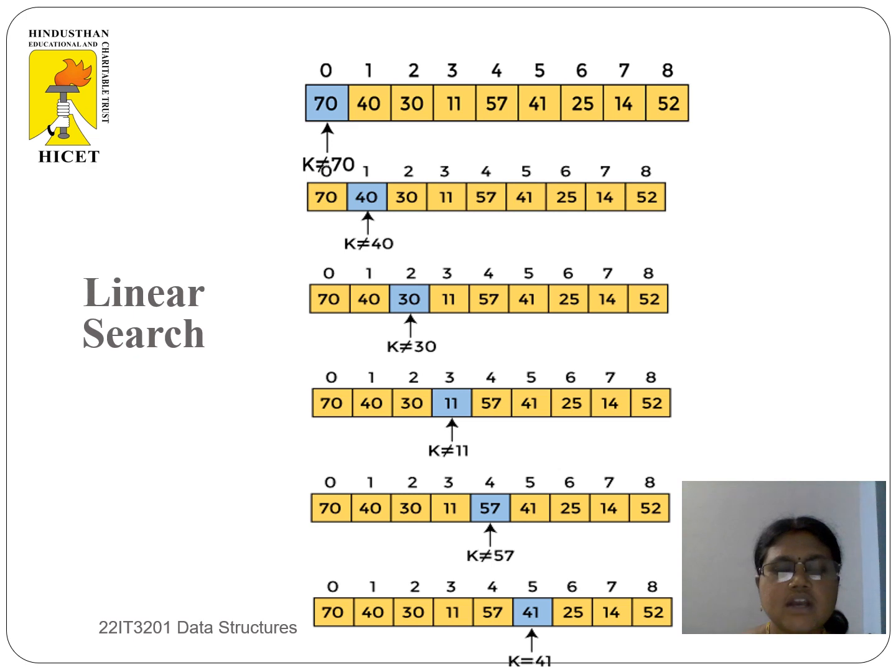This is one way. The other way is that the key element which has to be found may not be present in the array. In that case, the searching will proceed from the first till the last element. After that, it has to produce a message like the element is not found.